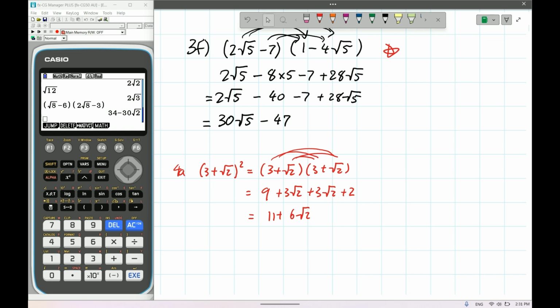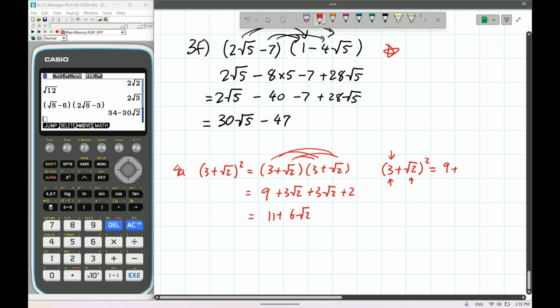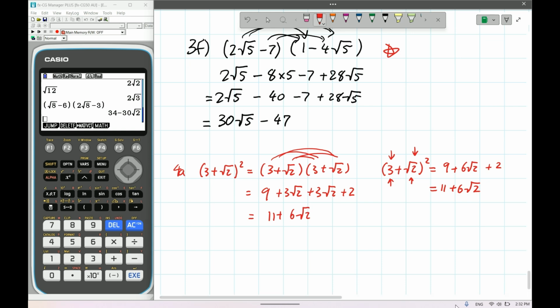There might be some other teachers out there who suggest maybe doing something like this. This is like a perfect square, and so perfect squares, when you expand them, it would be this first term squared, so 9, plus these two terms times together doubled, so it would be 6 root 2, plus this last term squared plus 2. And you still get your same answer, 11 plus 6 root 2. It's just that some people like to learn it through expanding brackets, and some people want to learn it through expanding perfect squares. Either answer is fine, I would say.